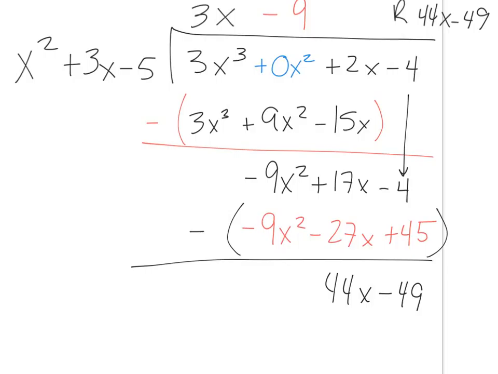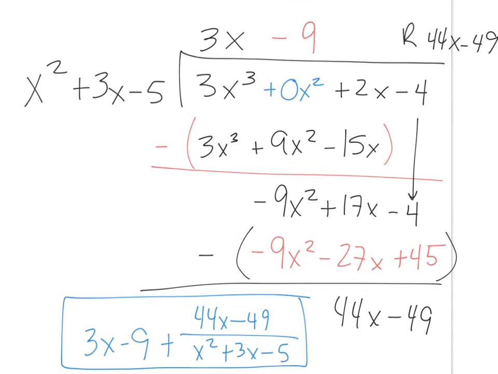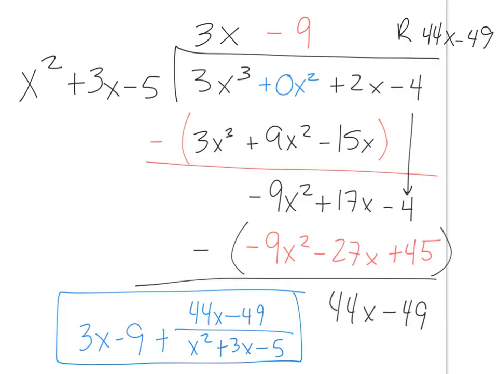So your answer at the bottom will be 3x minus 9 plus 44x minus 49 all over the divisor, x squared plus 3x minus 5. Okay, that's what your answer would end up becoming. So again, we always have whatever turned up on top of the division bar plus the remainder over the divisor.